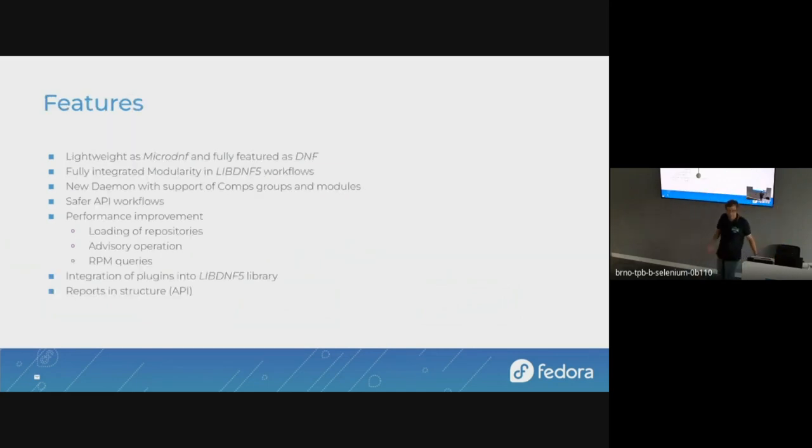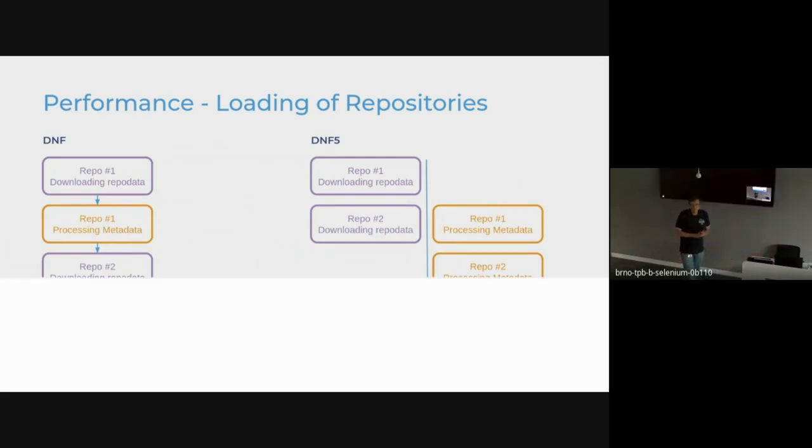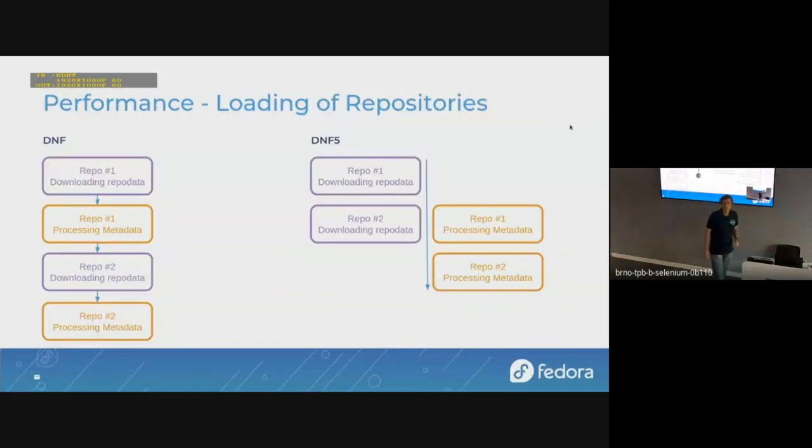Okay, the next part, performance improvements. Let's start with loading of repositories. In DNF4, what you can see from the interface is that DNF starts to load the repository and you see the progress bar. At the end, sometimes it waits. No one knows what it is. What we know is that it processes the downloaded metadata and converts the XML to a format that is understandable and accessible by the solver. And then another repository.